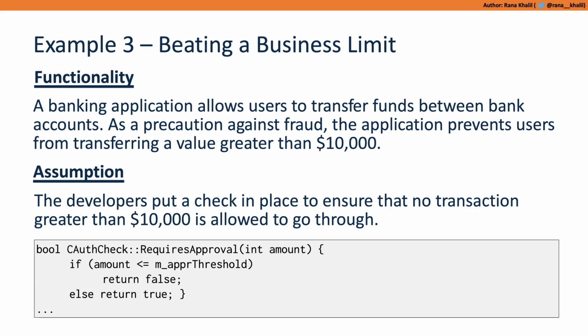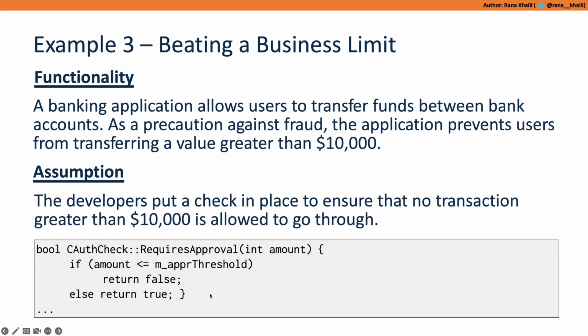So if we look at the code right over here, it says if the amount that you want to transfer is less than or equal to the threshold value, then return false, meaning that you do not require approval in order for this transaction to go through. And so the transaction will automatically be processed and approved. However, if the amount is bigger than the threshold value, which is $10,000, it'll return true, saying that you do require approval from a manager before your application can be accepted.